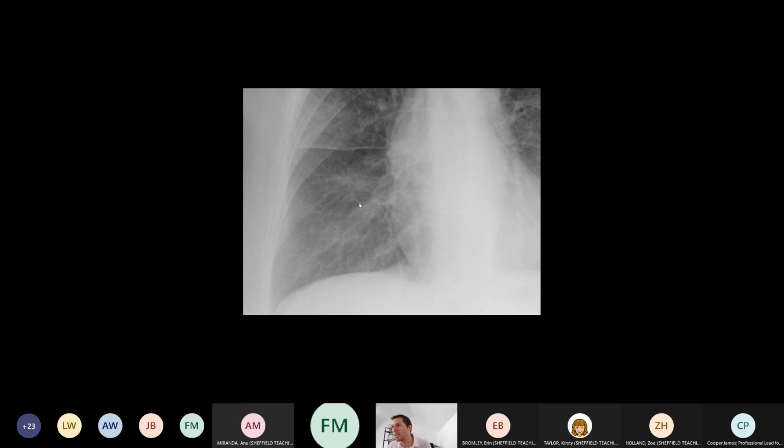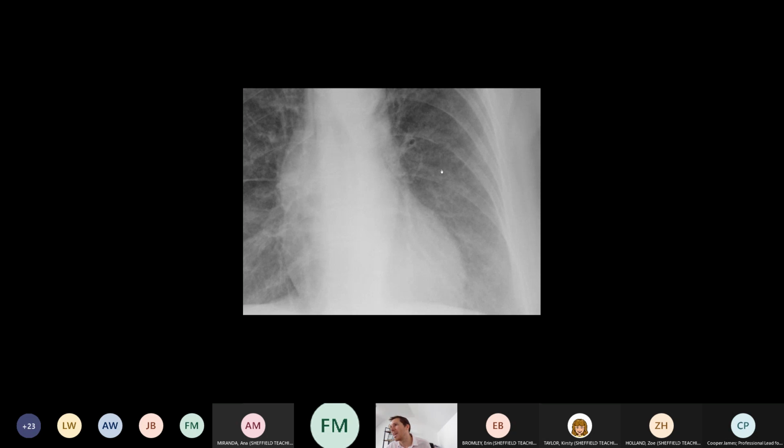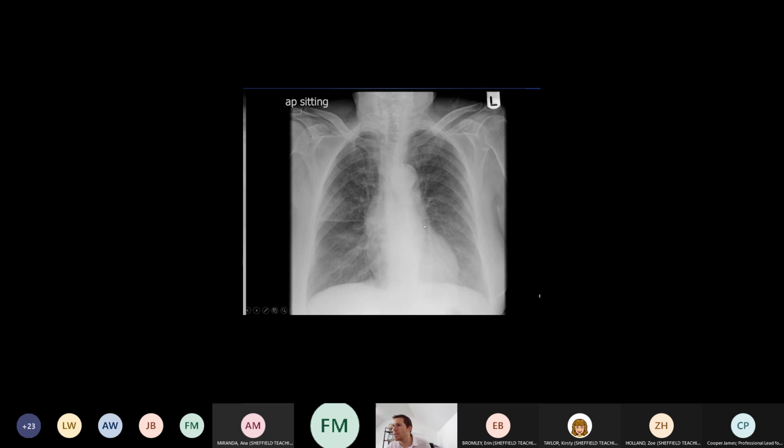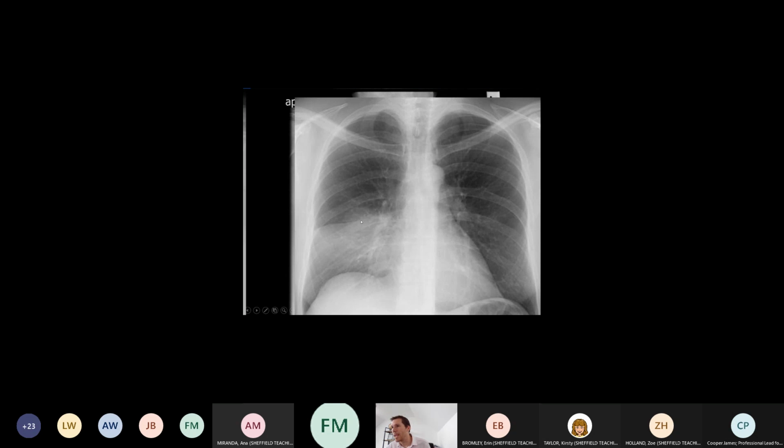We've got a bit of patchy whiteness here. And I think there's probably a bit more than just blood vessels here. I think this is consolidation down here. So we've got patchy bilateral consolidation in that example. Here, this whiteness, again, is consolidation.